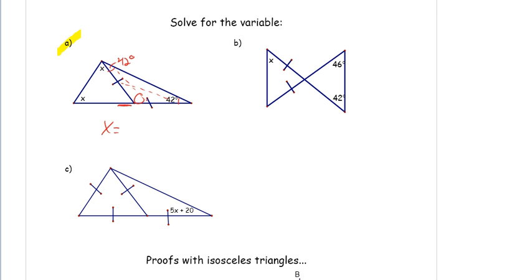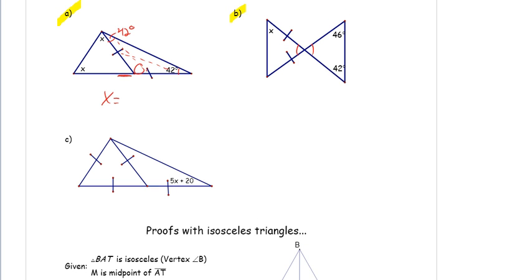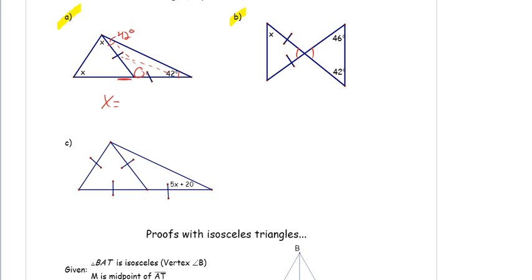I want you guys to do A. Okay. I'd also like you guys to do B. Again, just using those missing angles. Again, you know that these are vertical angles. You can figure out what one of them is. Kind of go from there. And C. Let's see if I want you guys to do this one.